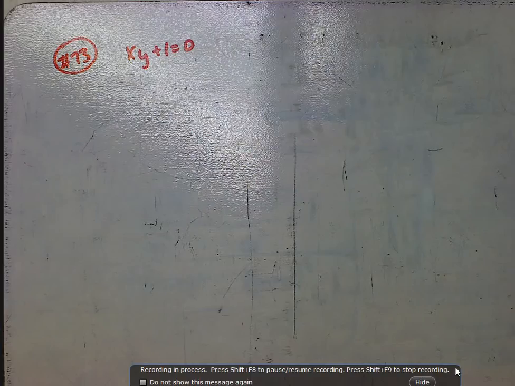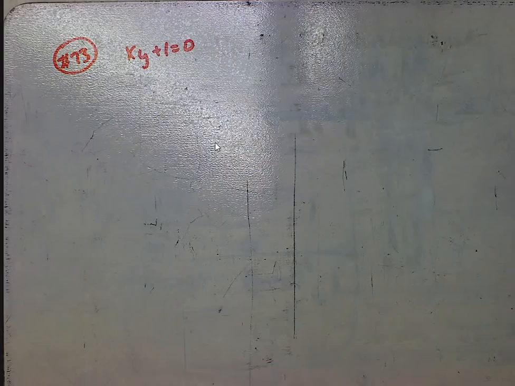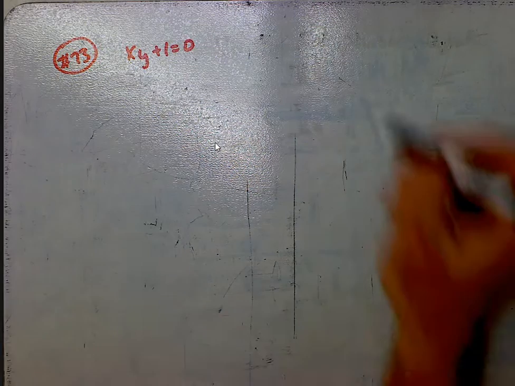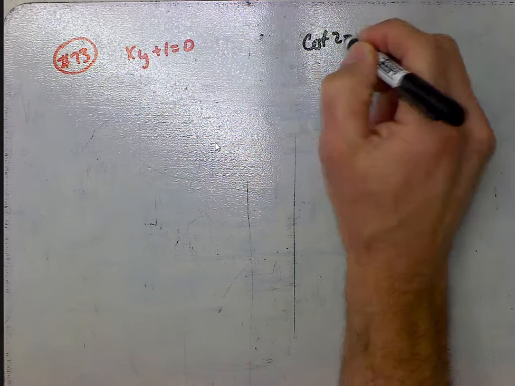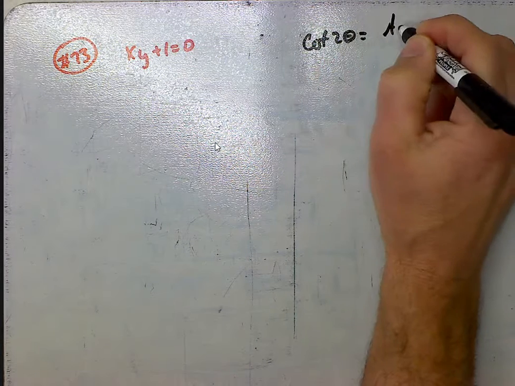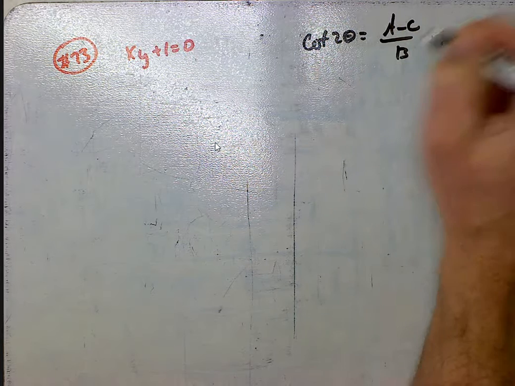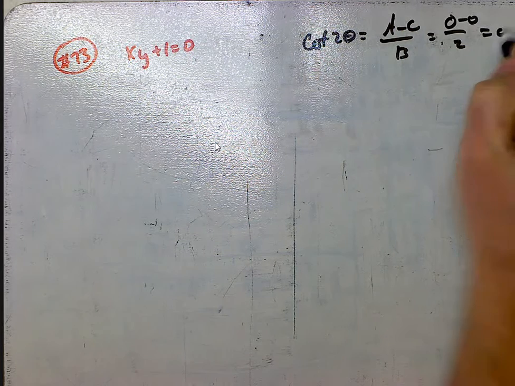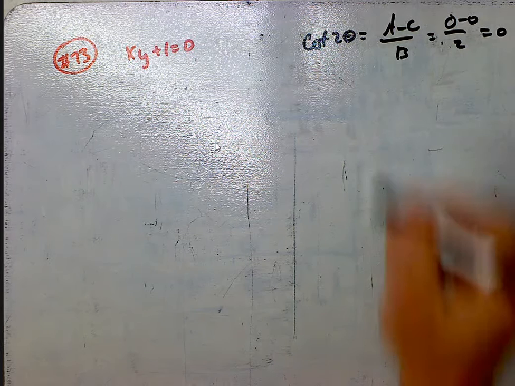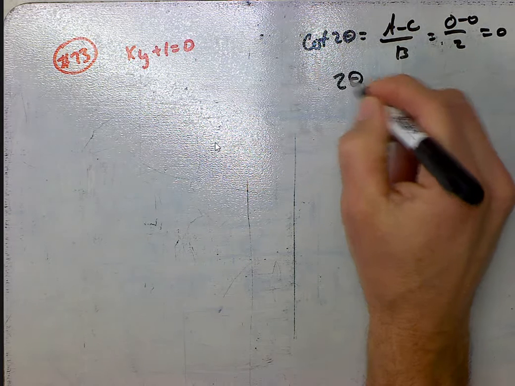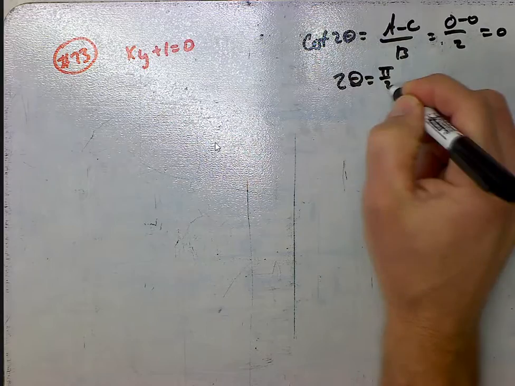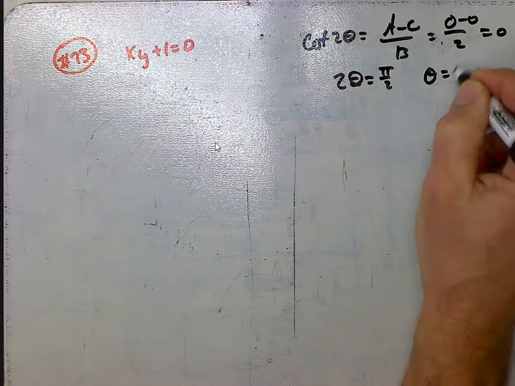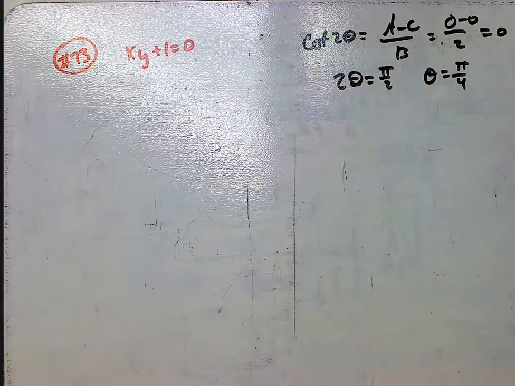Alright, so in 7.3 it's very similar. We have xy + 1 = 0. So we're going to start out with the cotangent of 2 theta equals (a - c) over b, which again is going to be (0 - 0) over 2, which is 0. Since the cotangent of 2 theta is 0, that means 2 theta is pi over 2, and theta therefore is going to be a pi over 4 rotation.